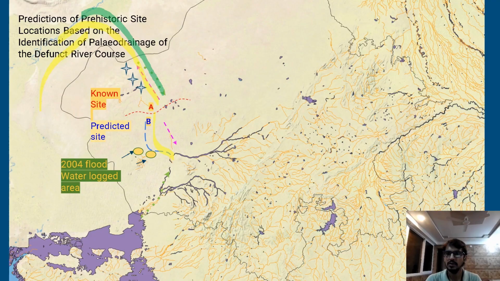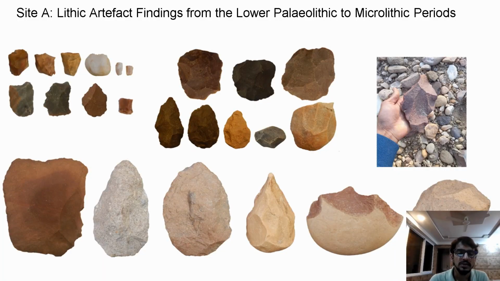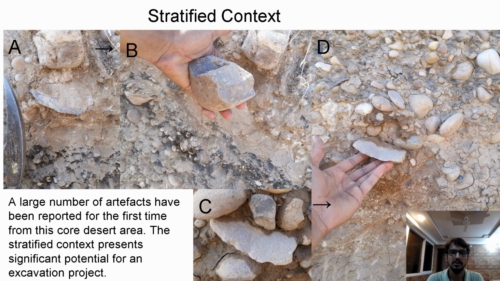So, these are the artifacts which we found from site A, including smaller microlithic size artifacts, Middle Paleolithic prepared cores, small bifaces and medium sized cores, and Acheulean hand axes, picks, and all bigger size artifacts. So this is the first time we are having this many artifacts from the desert.